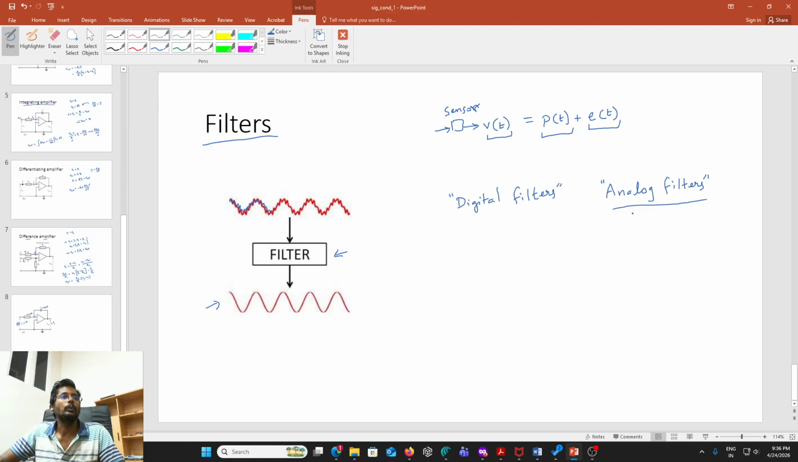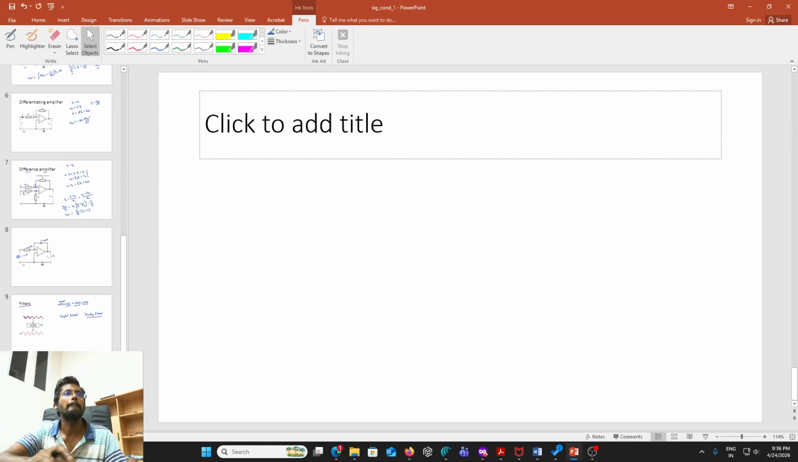But before we discuss the analog filters, I want to discuss something about the transformation between time domain and frequency domain. Let's say you have a signal. So this is time, and this is the signal, which is in the form of voltage. And you are getting some signal like this.